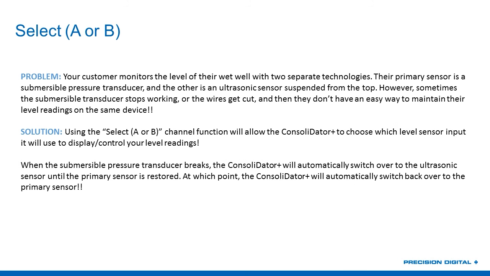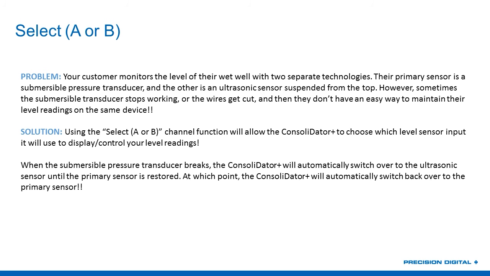So the first other feature we're going to take a look at is in the Consolidator Plus. It's called SelectA or B. So here is what it does. Here's the problem. You have a customer who monitors the level of their wet well with 2 separate technologies. They use ultrasonic and they use a submersible pressure transducer. Their primary sensor is the submersible transducer, and the other is an ultrasonic sensor that's suspended from the top.